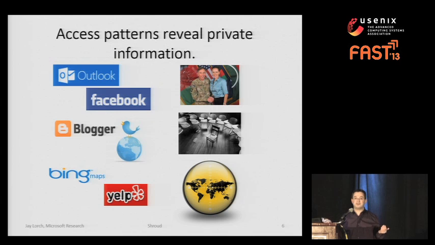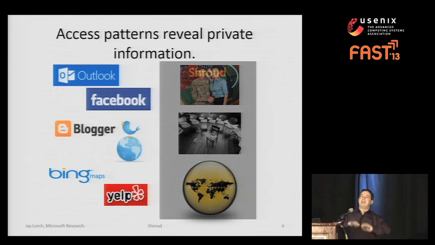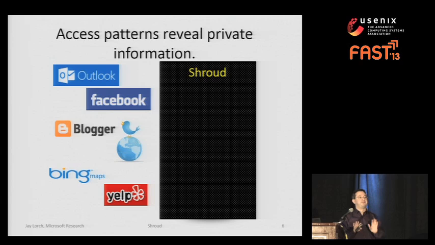Online social networks can learn who you're friends with. Microblogging, blogging sites can see what communities you belong to, what interests you have. Even sites that you just download content from, like a map site or a recommendation service, can learn where you likely are right now. And maybe you don't want criminals knowing that you're not at home, you're in San Jose. So the aim of Shroud is to hide all this access pattern information from the service provider.